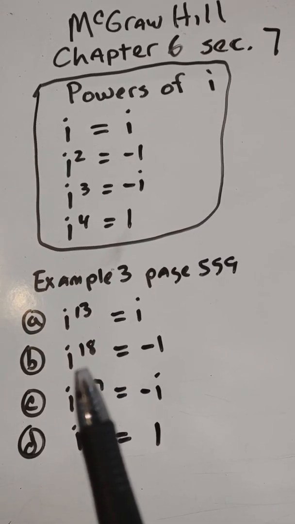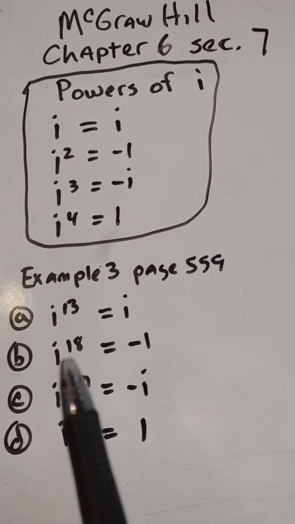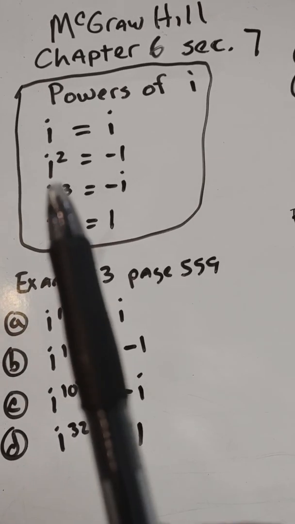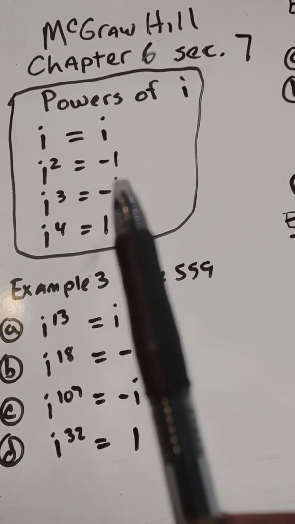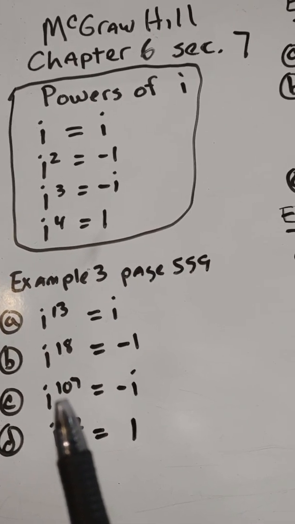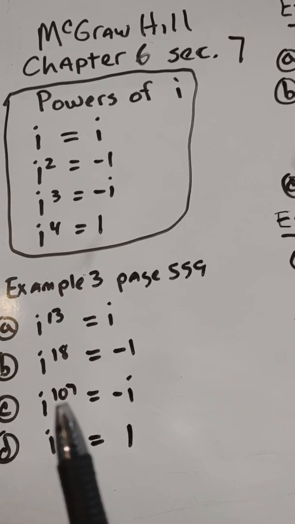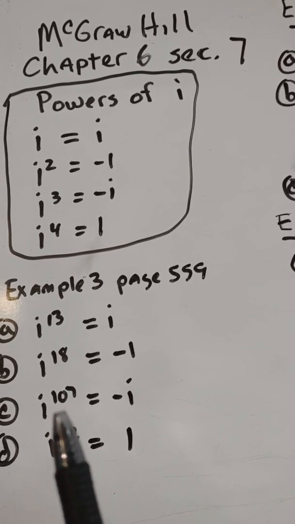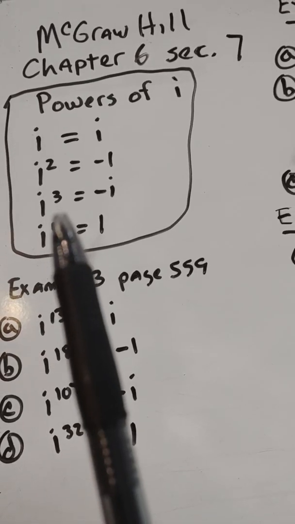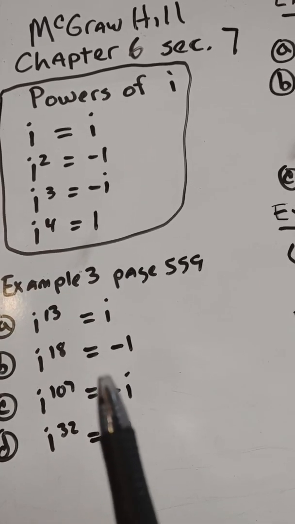Here, i to the 18th, you divide by 4. 4 times 4 is 16, you get a remainder of 2. Remainder of 2 makes it negative 1. Here, you divide by 4 again. That's going to give you 26. You get a remainder of 3. Remainder of 3 makes it negative i.